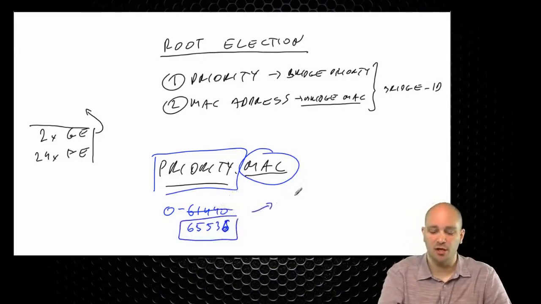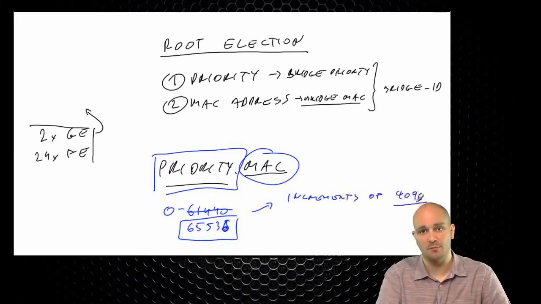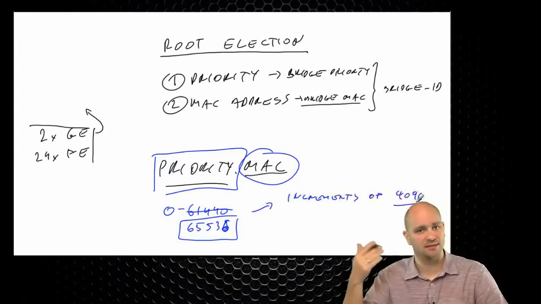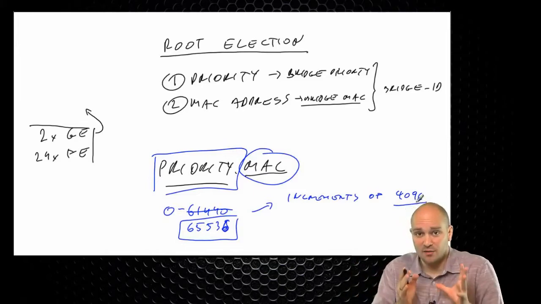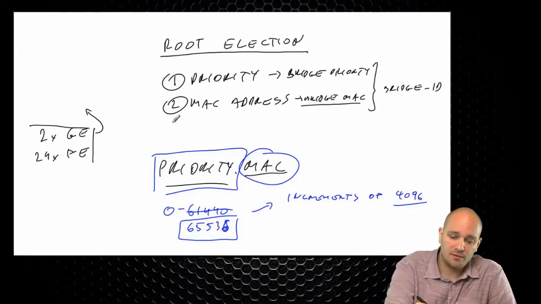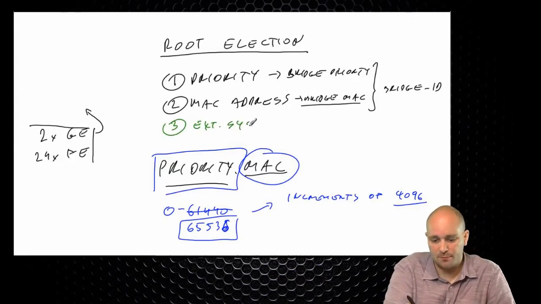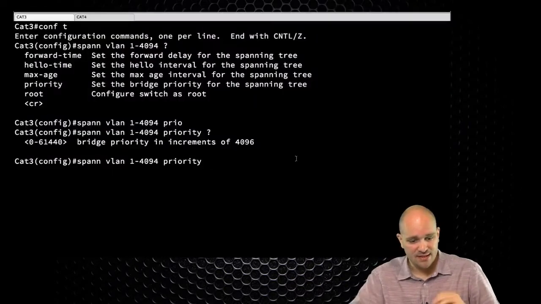Because these values here need to be increments of 4096. So you cannot use any values in between. So it's 4096, 8192, 12,000 something, 16,384, etc. Now, the reason for this is the third bit here. It is the extended system ID. Now, you've seen that already in those captures that I did, and you can see it here as well.